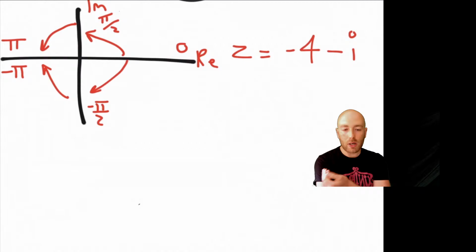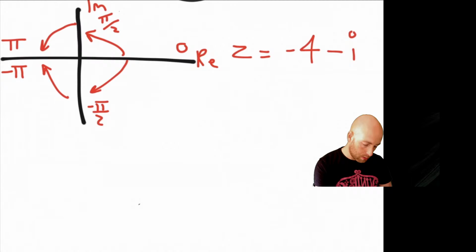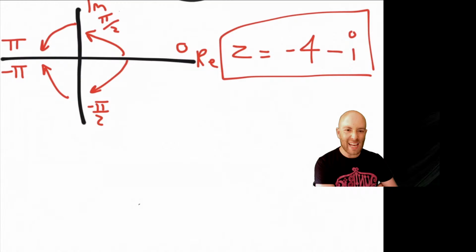Right, could you guys do another one? Could you do this one here? So again, I'll give you 3 minutes to do it. Find the modulus and the argument of this one and sketch it on an Argand diagram. So 3 minutes starting.